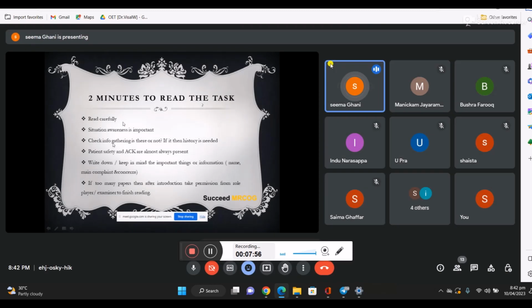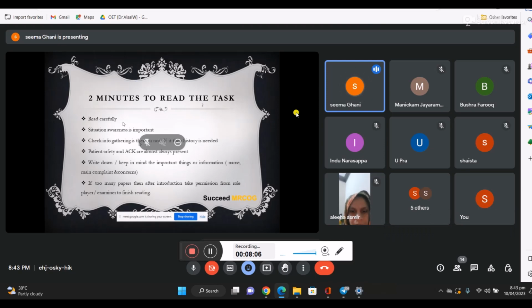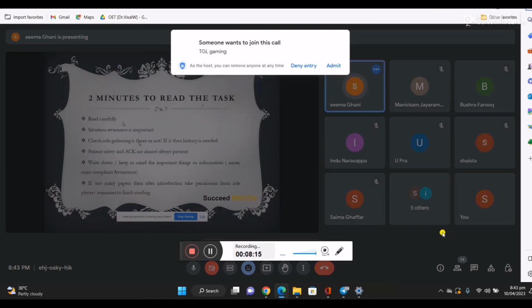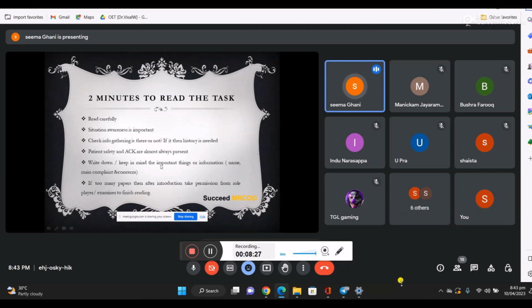Okay. And you check what tasks are given to you and what domains need to be tested. If information gathering is there, it means that you have to take a history. Otherwise, if there's no information gathering, you don't need to waste your time gathering all the information from the patient, because there's no mark for information gathering. Just ask relevant things if necessary related to that station. Otherwise, you can omit it, because most of the information is already given. Okay. Patient safety and applied clinical knowledge, these are the two domains which are almost always present and always tested.